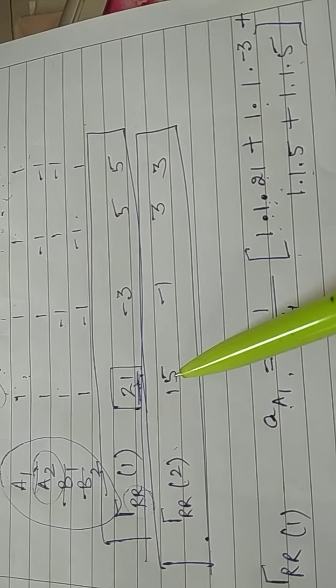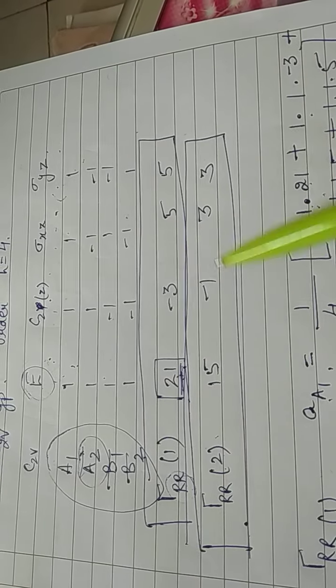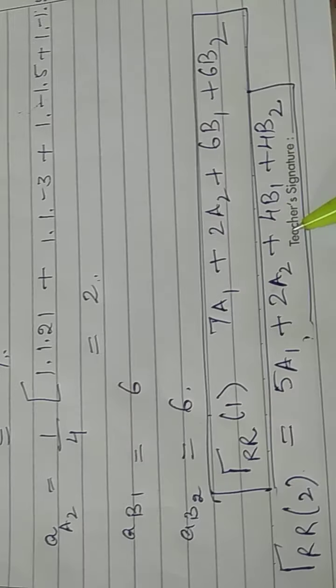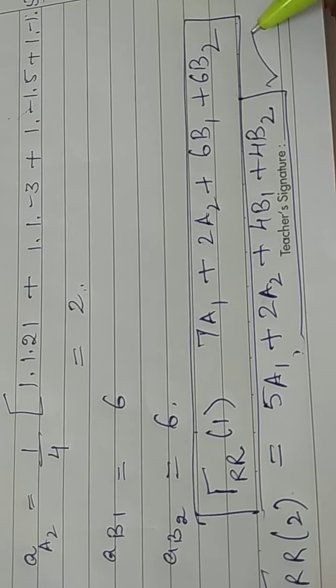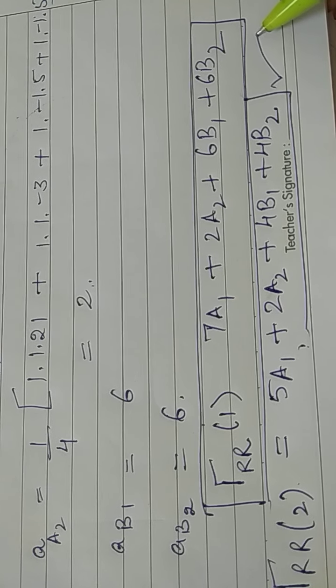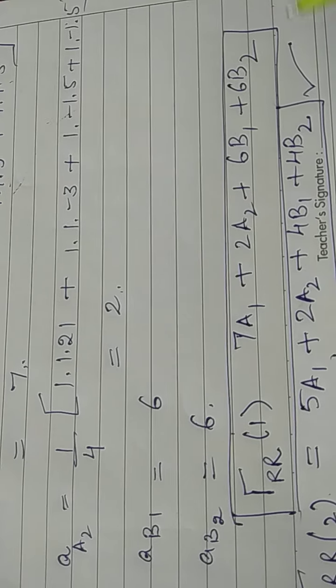This is the answer, and the question is this one. I have given you these representations: 15, minus 1, 3 and 3. Do all these calculations for this and you are going to get this. You are supposed to get this, and then it is your correct answer. If there is still a doubt, just ask me. Okay?